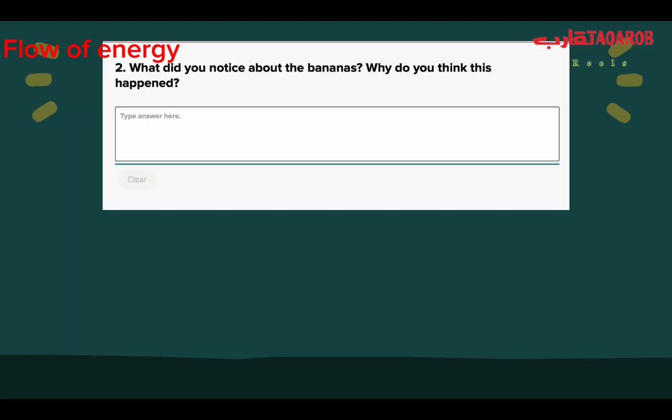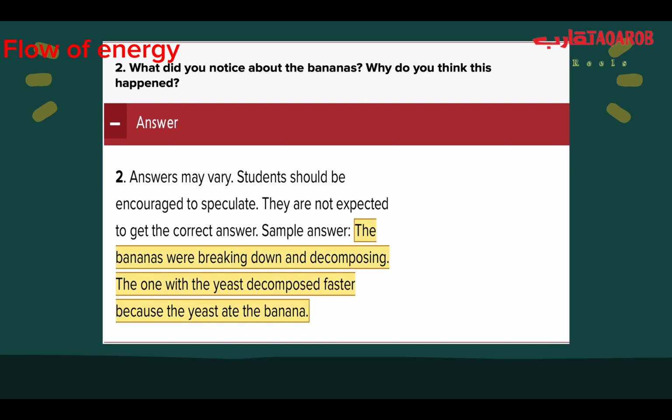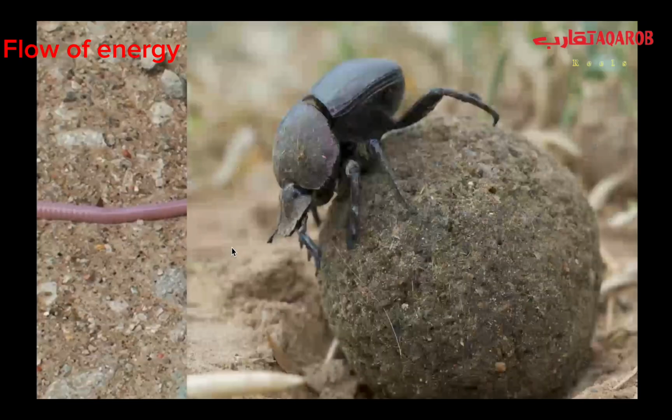What did you note about the bananas? Why do you think this happens? The bananas were breaking down and decomposing. The one with the yeast decomposed faster because the yeast ate the banana. Now let's watch this video about the decomposers.